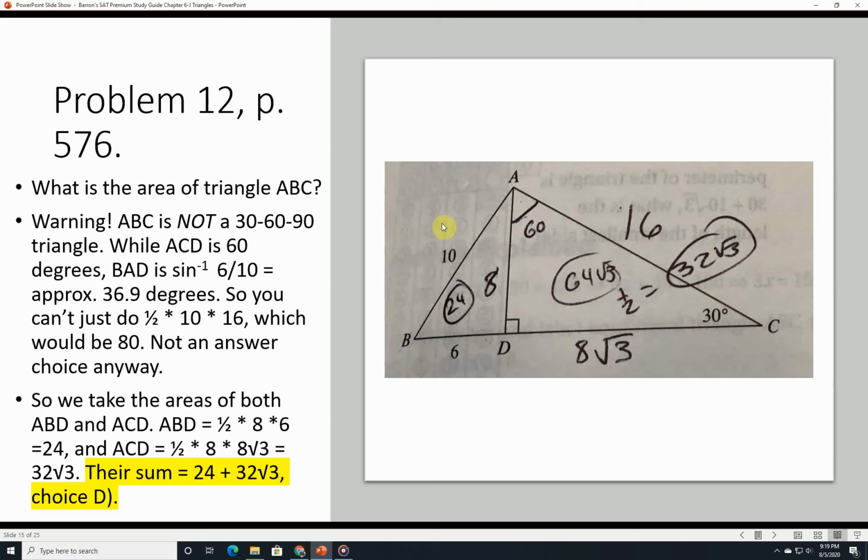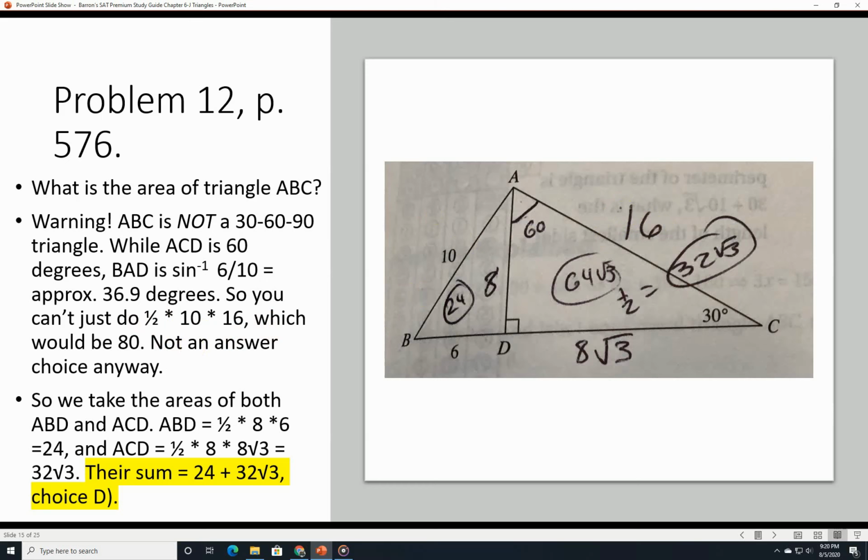Problem 12, what's the area of ABC? Okay, warning, this is not a 30, 60, 90 triangle. I know it looks close and it's not terribly far off, but it's not. So you can't just go, oh, well, I know this is 10 and I know this is 16, so then I'll multiply 16 by 1/2, and so that'll be 8, and then 8 times 10 is 80. You can't do that. It's also not an answer choice in this book. Sometimes Barron's is not good at picking good sucker punch answers, but anyway.